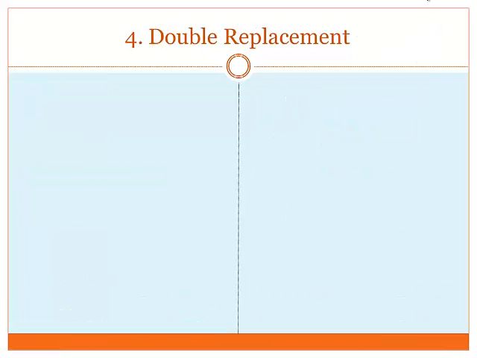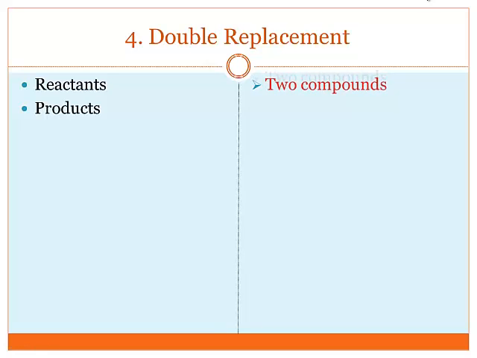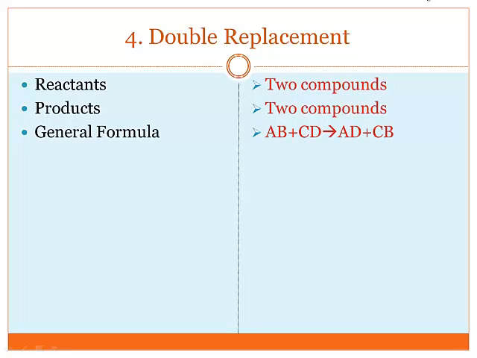So the next one we have to talk about is a double replacement reaction. And just like in the single replacement reaction, unfortunately now we have to again look at the types of things that are being reacted. So in the reactants we have two compounds. And in our products we have two compounds. With the general formula that AB plus CD produces AD plus CB. The A here replaces the C, which again replaces the A.